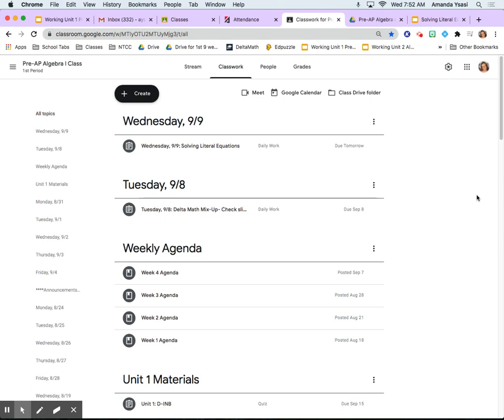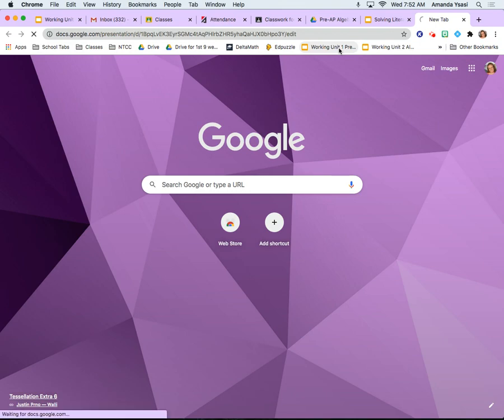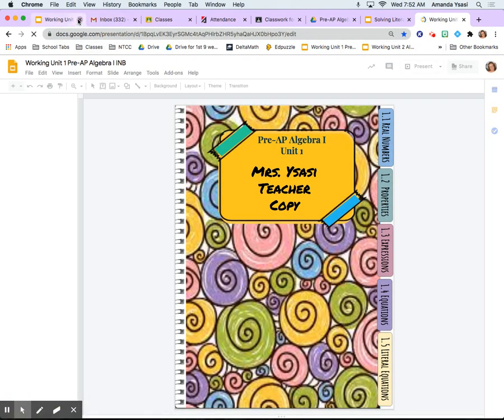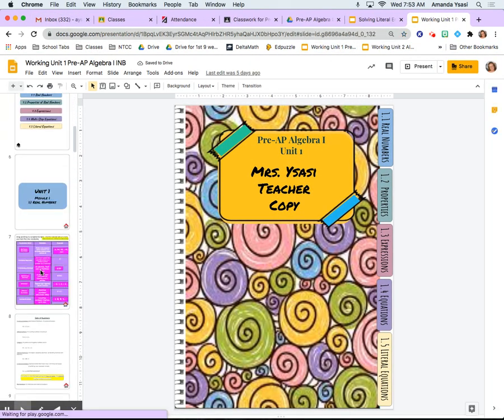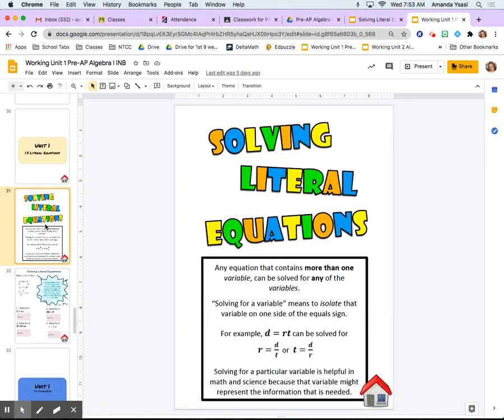Okay, so today we are solving literal equations. You should have out your composition book and open your digital interactive notebook to, let's see, what slide will we be working with? Oh, here it is. 31, 32. Okay, so 31, 32.